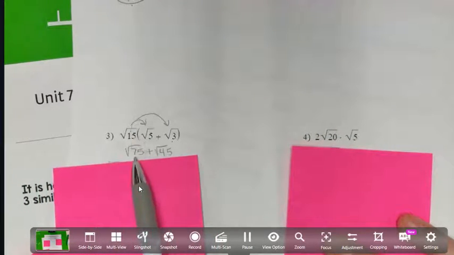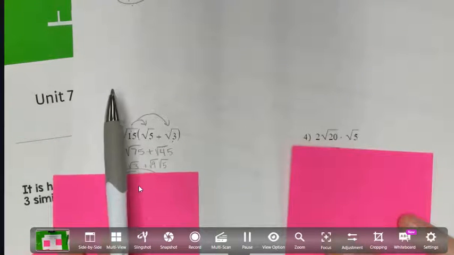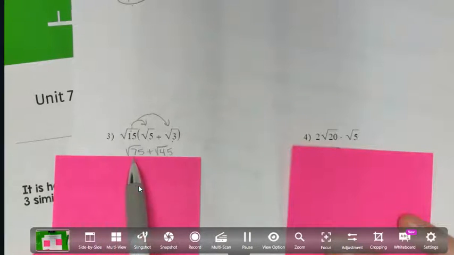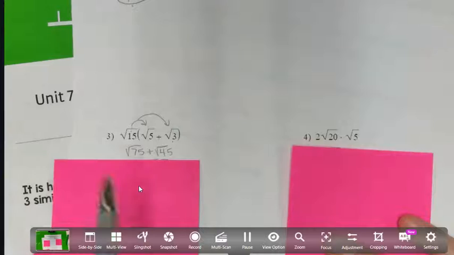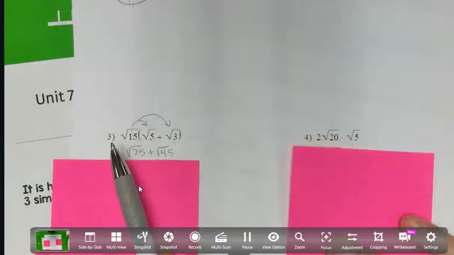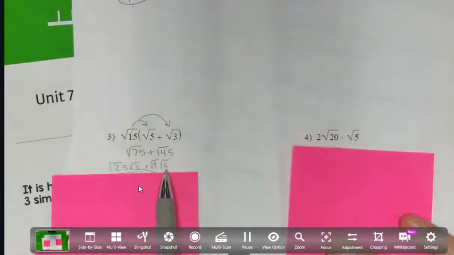Root 15 times root 5 is root 75. Root 15 times root 3 is root 45. And then you end up with root 75 and root 45 added together. Now we're going to do the same thing as we did up in number 1. 25 goes into 75 3 times. And 9 is the perfect square that goes into 45, and it goes in 5 times. So 25 and 3 are factors of 75. 9 and 5 are factors of 45.